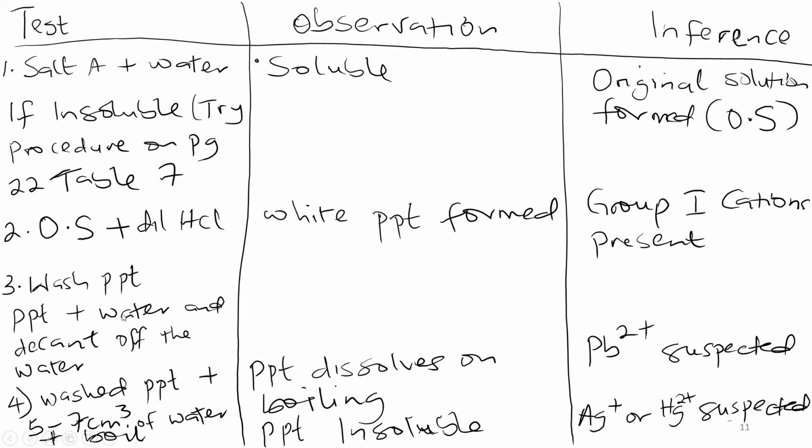To the white precipitate, we are asked to wash. How do we wash our precipitate? We add water to the precipitate and allow it to settle. Once it settles, we decant the water. That is how we wash our precipitate. So the washed precipitate plus 5 to 7 cm cube of water and we boil. If the precipitate dissolves, lead is suspected, or if the precipitate is insoluble, then we are suspecting mercury or silver. So why do we boil the precipitate? It is to see if the precipitate will dissolve or be insoluble.